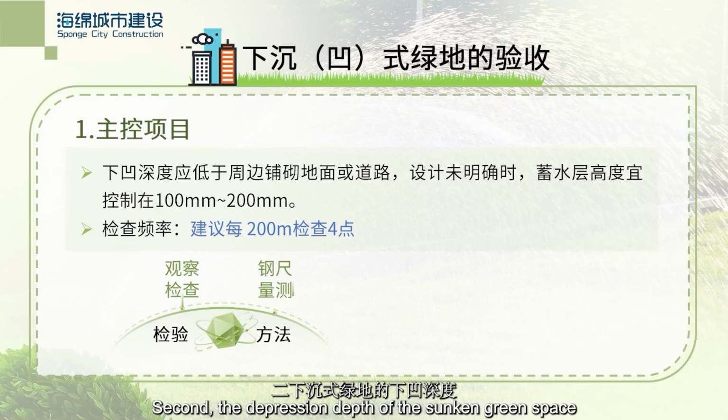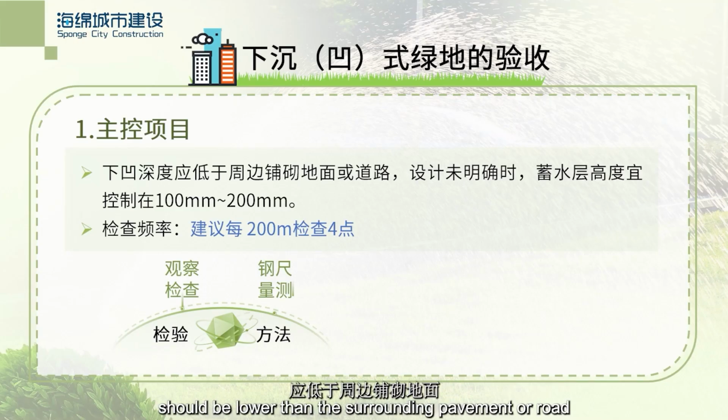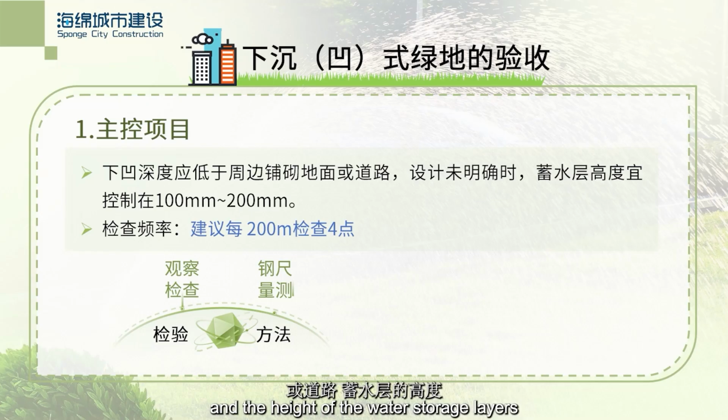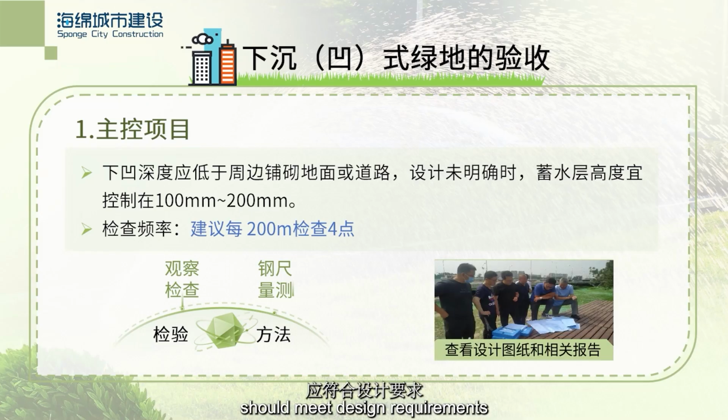Second, the depression depth of the sunken green space should be lower than the surrounding pavement or road, and the height of the water storage layers should meet design requirements. If not specified, it should be controlled between 100 to 200 millimeters. It is recommended to inspect for points every 200 meters. Inspection methods include visual checks and steel tape measurements.